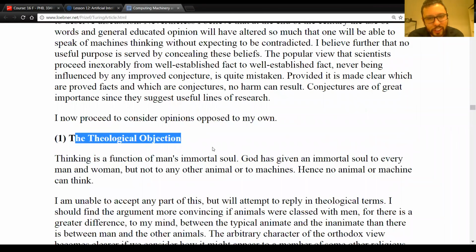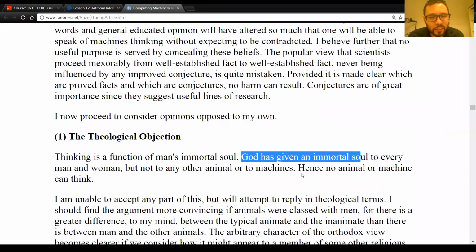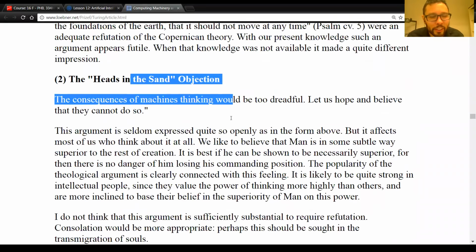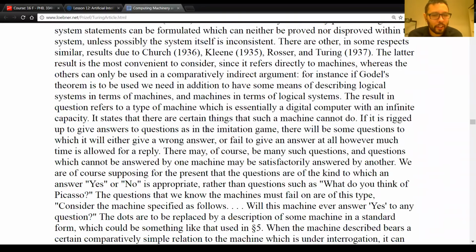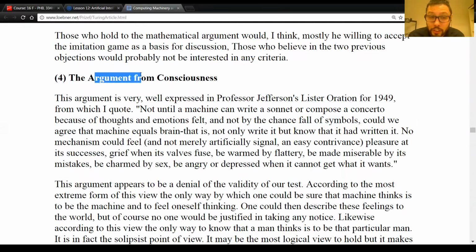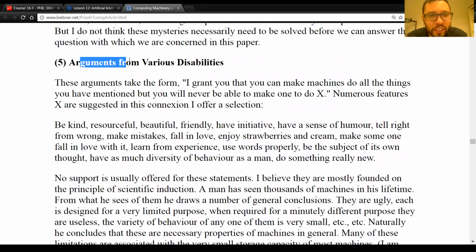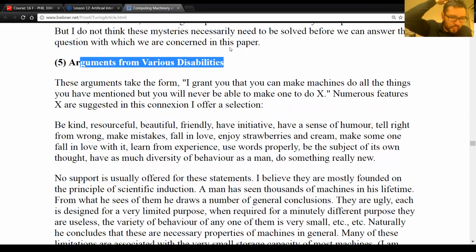The theological objection: that God gives human souls, but doesn't give machines souls. The heads in the sand objection. He goes over a bunch of these different objections, the mathematical objection, the objection from consciousness. But I want to point out the objection from various disabilities. The argument from various disabilities is that machines cannot be intelligent because they can't do X, for some X. And there are usually lots of different versions of this X.